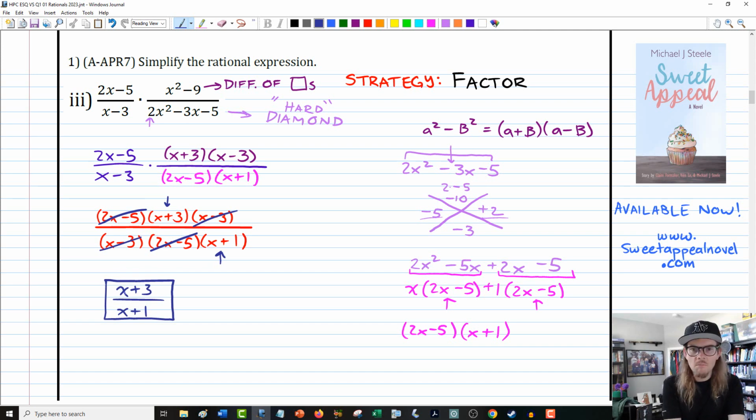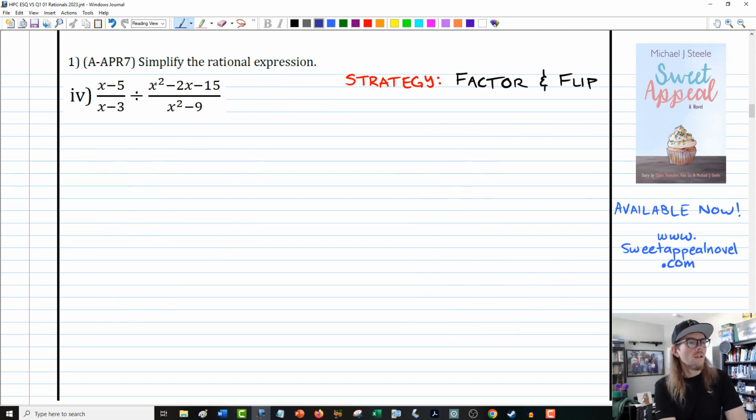But again, multiplication, much simpler. No common denominator here, just some factoring. This problem was really only lengthy because of the factoring we had to do. Last, and certainly not least, we have the division problem.